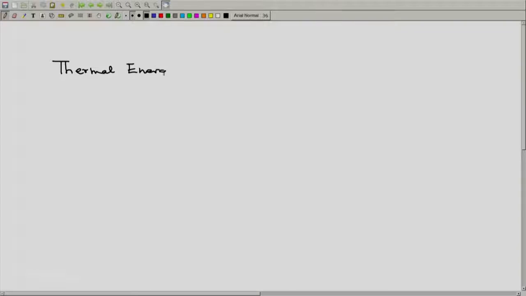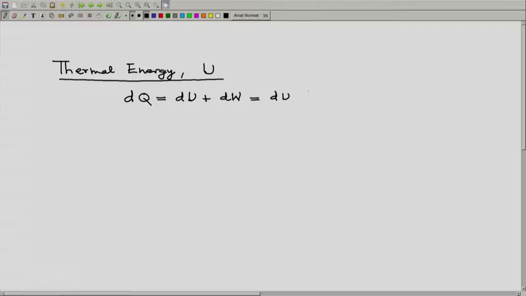First, let us look at thermal energy U. The first law tells us, and let us now separate dW into the expansion component, PdV, and other components. So, we will be able to write this as dU plus PdV plus dW other. This term and this term is an expansion of dW.